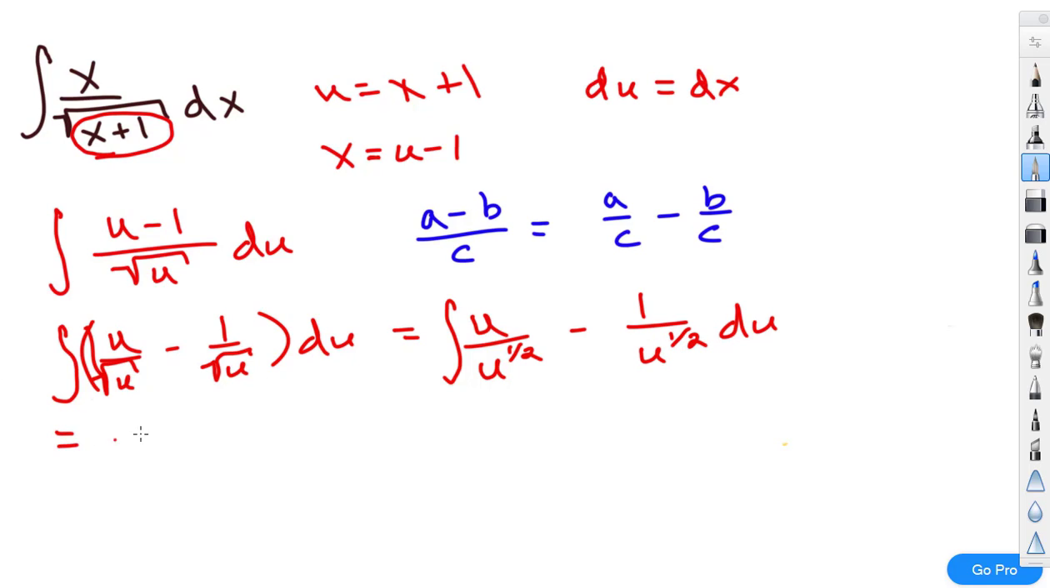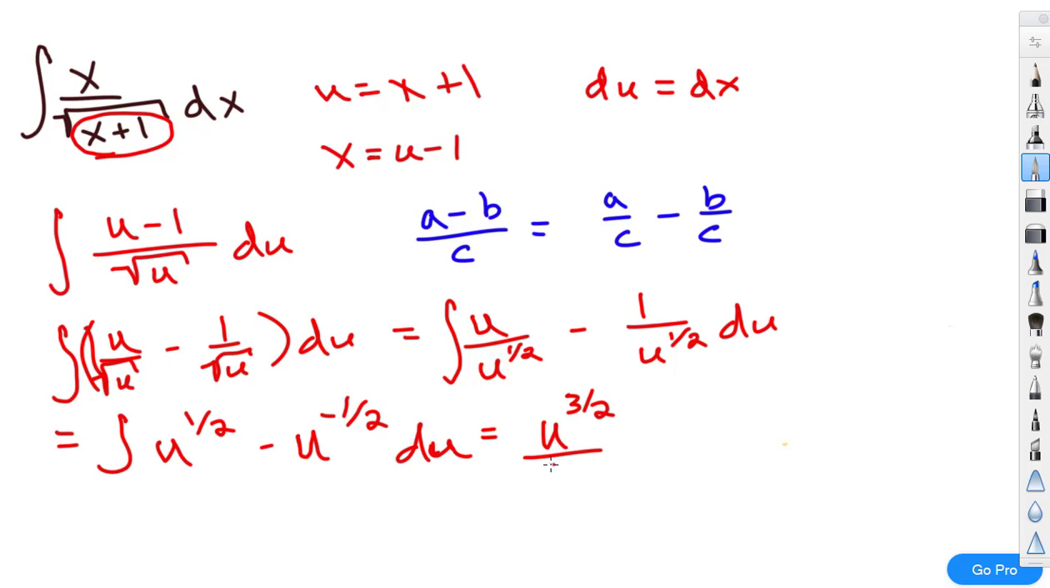So this is going to equal the antiderivative of, well, that's just going to be u to the 1/2, minus, and over here that's going to be u to the negative 1/2, du. So what that did is that it took this problem and it turned it into something that just looks like a power rule. So that's going to be u to the 3/2 divided by 3/2 minus u to the 1/2 divided by 1/2 plus c.